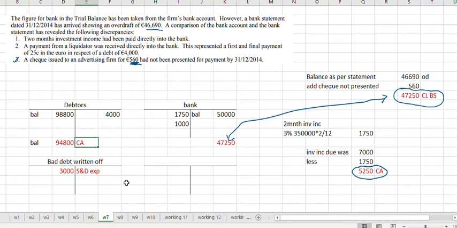Okay, so we have 4 figures here. Current asset, debtors. Bad debt written off, 3,000. We have our bank current liability, our bank overdraft, 47,250. And we have our investment interest due now is 5,250.